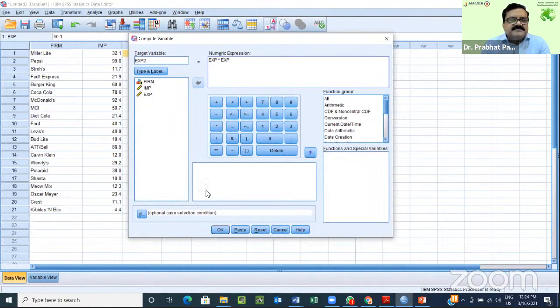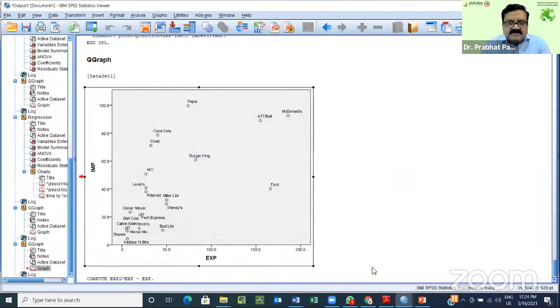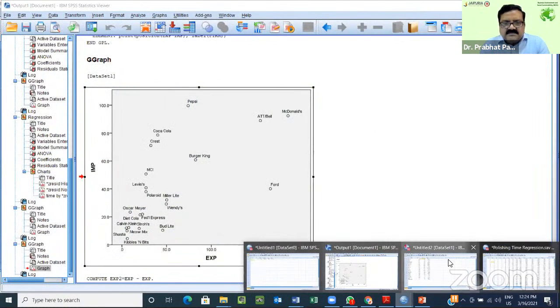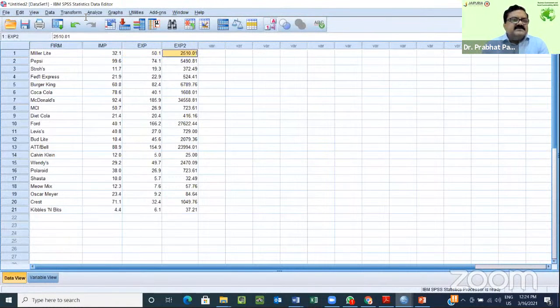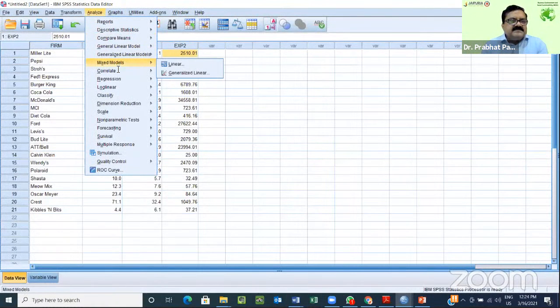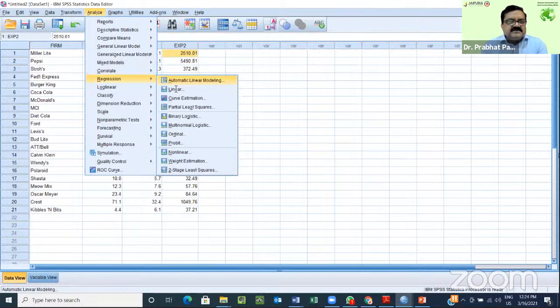Now this is okay. It looks okay. So we come back here, expenditure square. So analyze, regression, we go to linear.